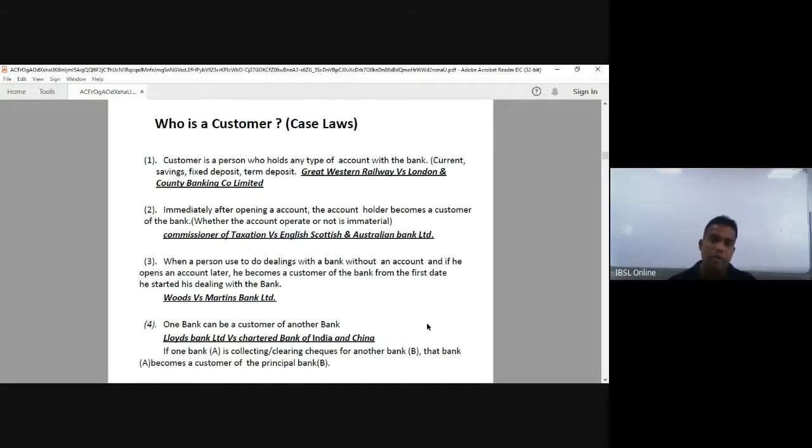The first case we are going to discuss. You have to remember these cases, not many, only 4 cases. You have to remember the name of the case and also the legal point decided in the case. For your exam it is very important, and also for your knowledge, especially if you are working in a bank. If someone claims that he is a customer, you must understand whether he is a customer or not. If you also can't understand that, then we all are in trouble.